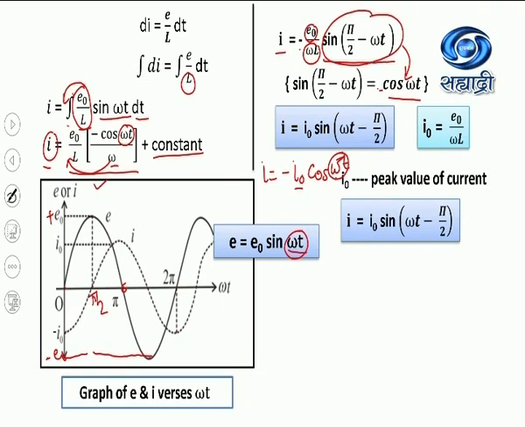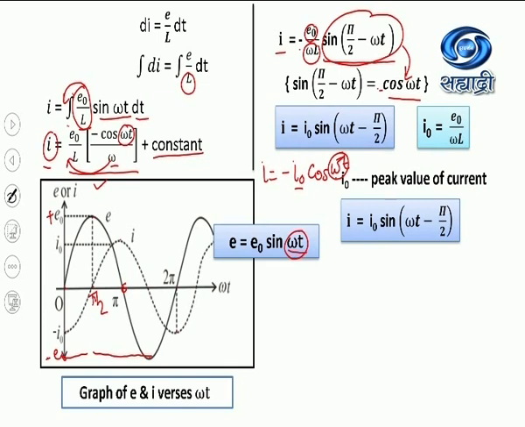If you compare the phase relation of EMF with respect to phase and the phase relation of current with respect to phase, then we can see that when the EMF reaches its peak value plus E naught, that time the phase is pi by 2. And when the current reaches its peak value plus I naught on the same side, the phase is pi. What is the phase difference? Pi minus pi by 2, that is pi by 2. So there is a phase difference of pi by 2 between instantaneous EMF and instantaneous current.